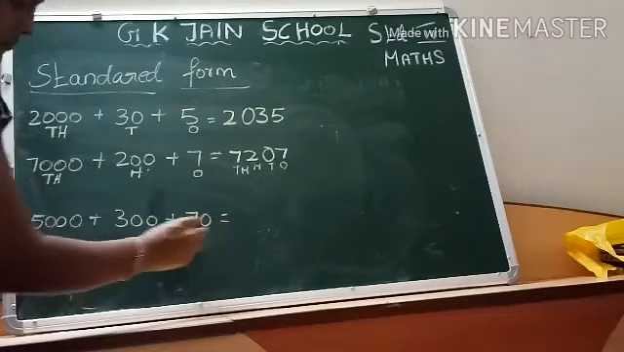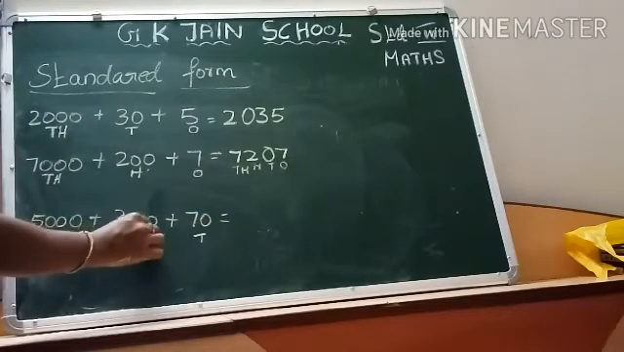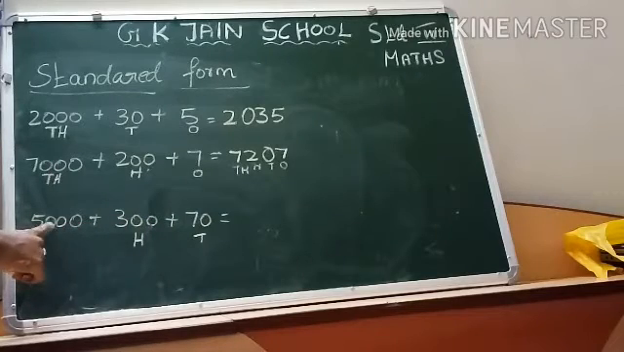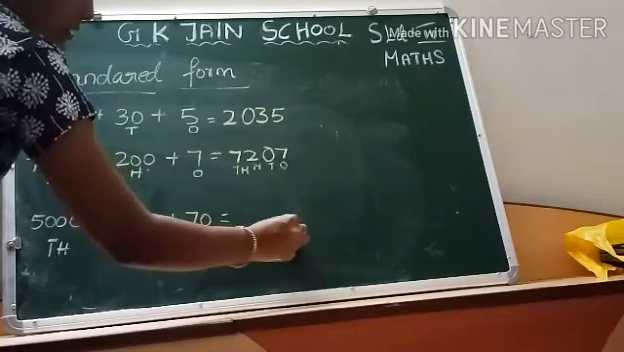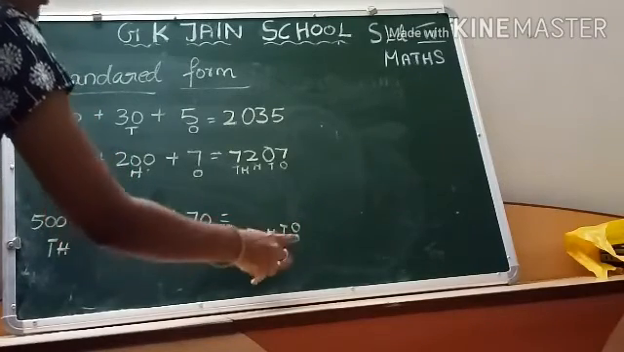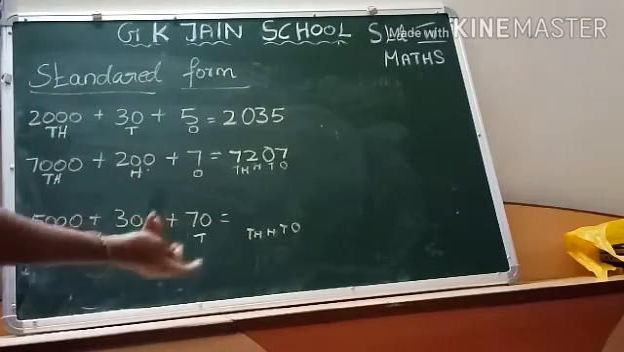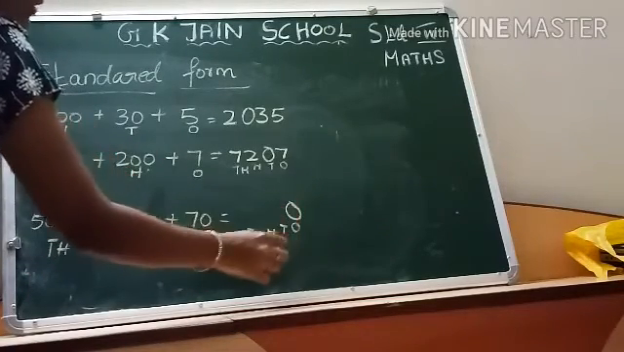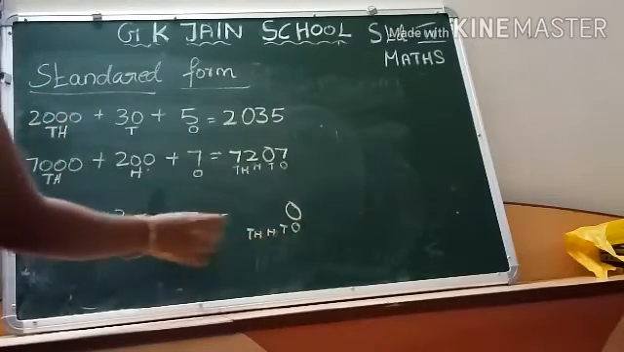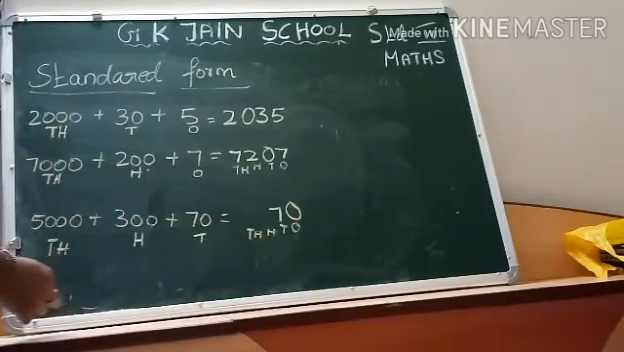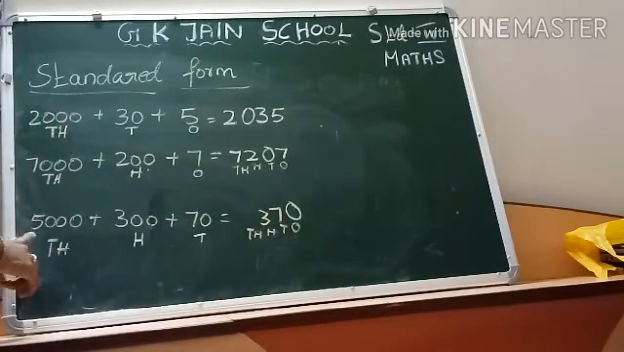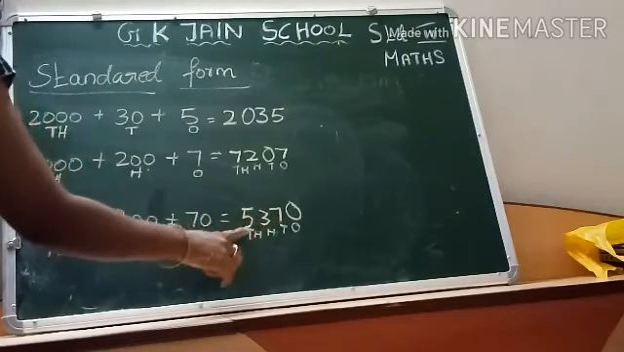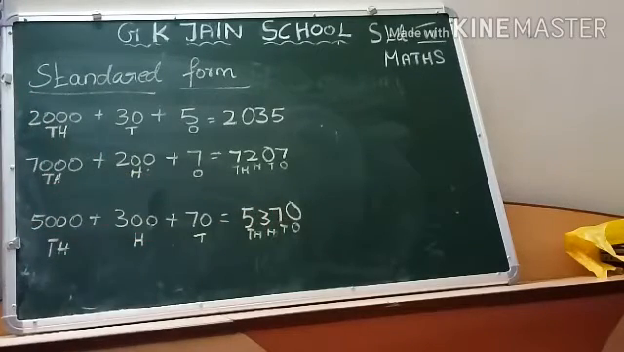Look at the last example. Ones, tens, 100. Ones, tens, 100, 1000. So we must start on the right hand side only, right? So ones, tens, hundred, thousand. So what is the ones here? No ones here, so we put 0. What is the tens here? 7 tens. What is the 100 here? How many 100? 300. What is the 1000 here? 5000. So 5370. So this is the way to write the expanded form in standard form.